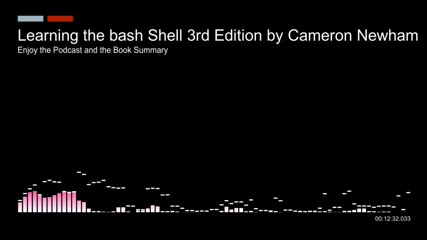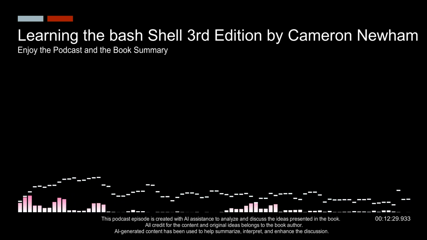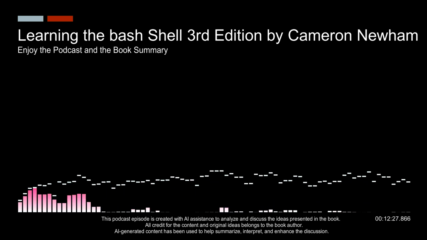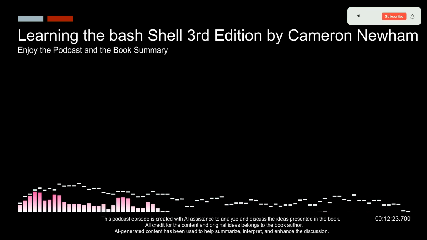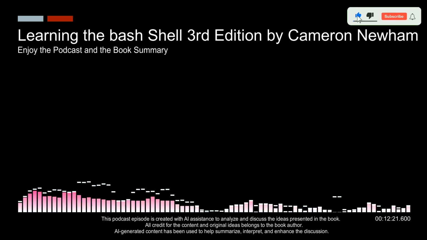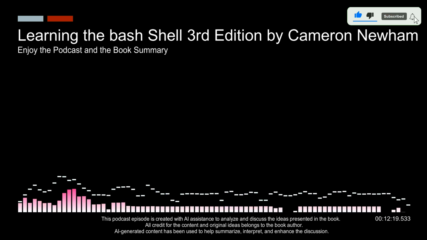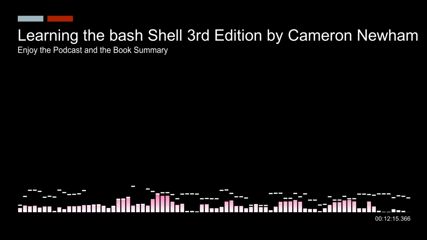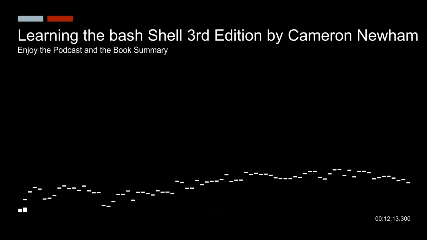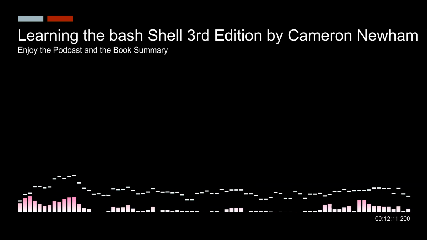Exactly. Now, ${varname:=word} is similar, but if varname is unset or null, it assigns word to varname and uses that value. You can't use this one on positional parameters like $1, though. Okay, sets a default if needed. What about ${varname:?message}? That one's for error checking. If varname is unset or null, it prints an error message using message to standard error and exits the script. Super useful for required arguments or variables.